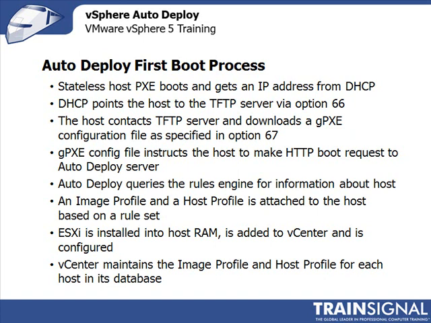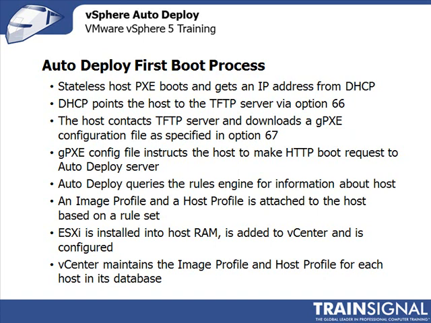The gPXE config file then instructs the host to make an HTTP boot request to the auto deploy server. The auto deploy server then queries the rules engine, which we talked about a little bit ago, for information about this host. You have to tell auto deploy what kind of host this is, so it knows which image to deploy. You can tag it so that it knows this is a Cisco image. You can use an IP range, a MAC address, any number of different criteria to identify this host.